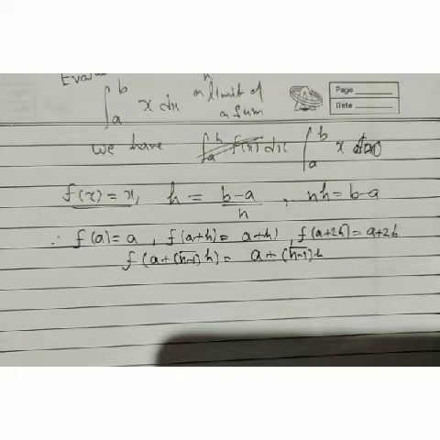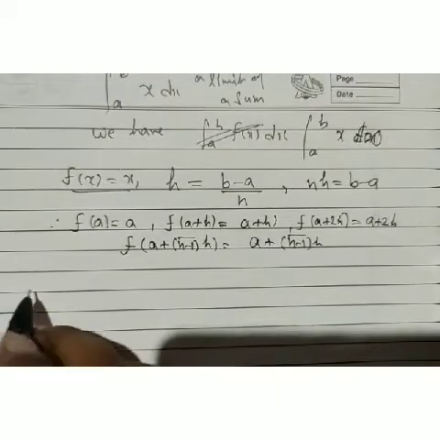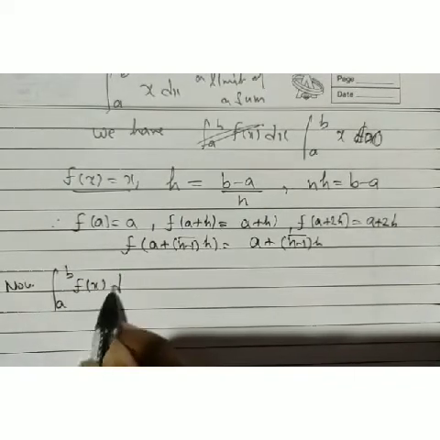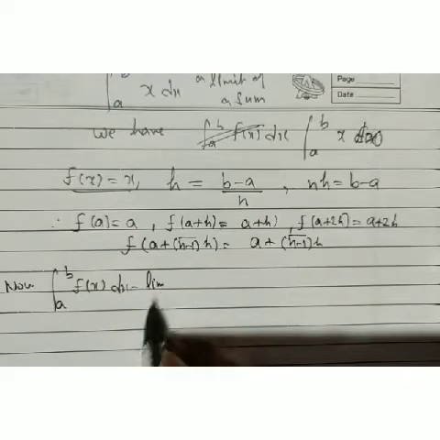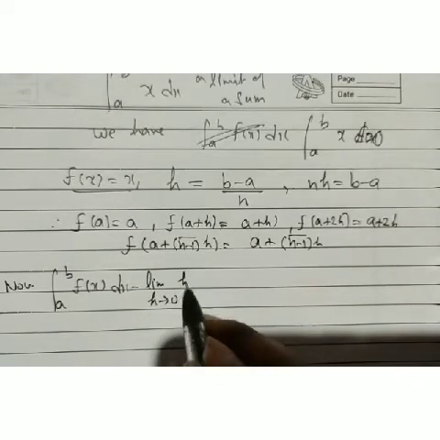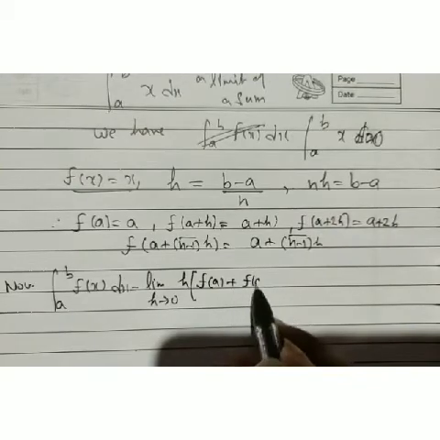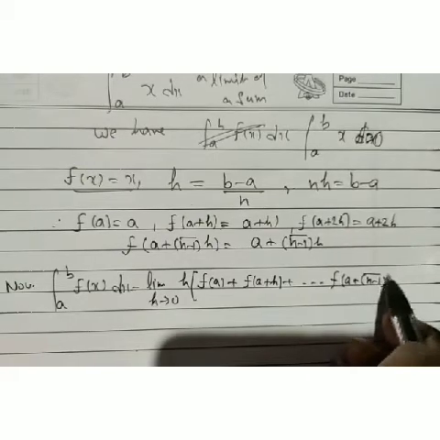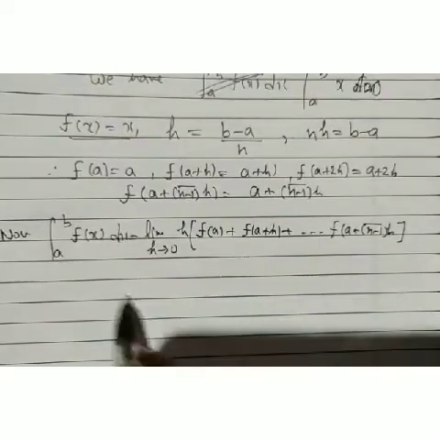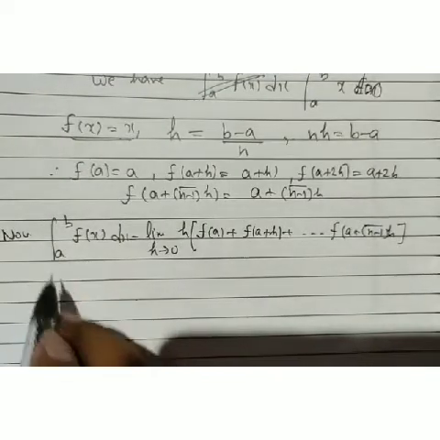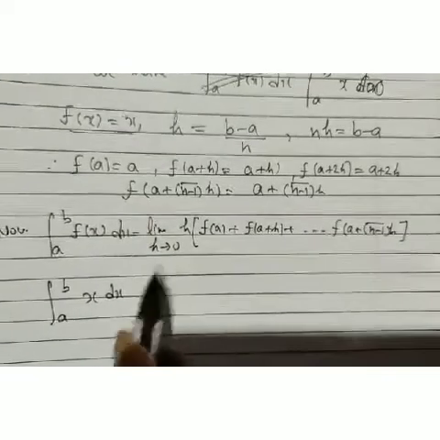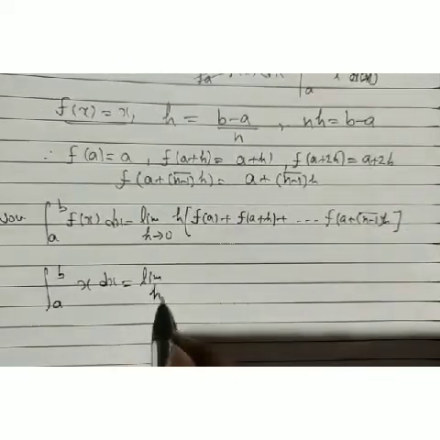Now we are able to apply our integrals. First of all, mention our Euler formula of limit as sum. The integral over a to b of f(x) dx is given by the limit as h tends to 0 of h times [f(a) plus f(a plus h) plus ... plus f(a plus (n minus 1) h)]. Now we put in the values. Since the limits are the same, a to b, and our f(x) is x, then dx.